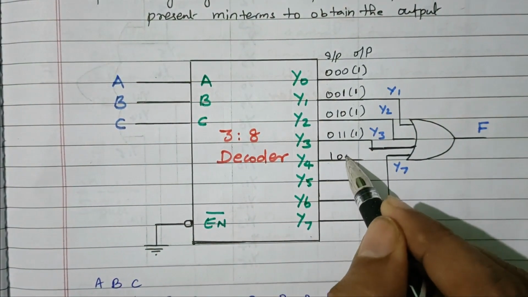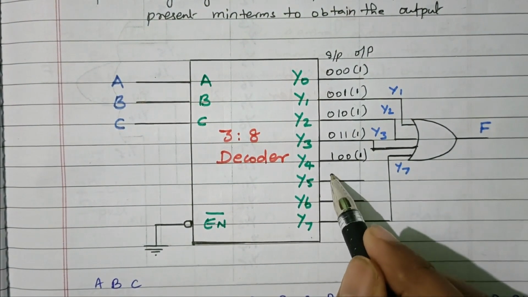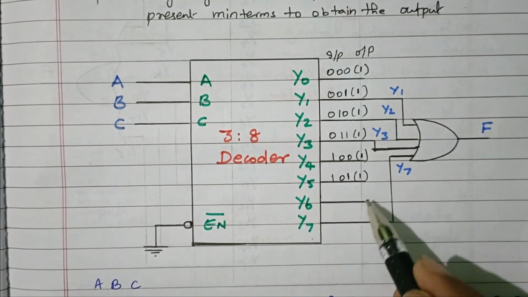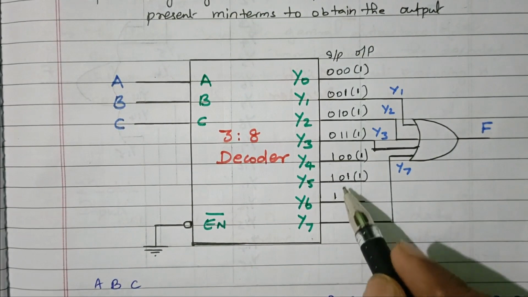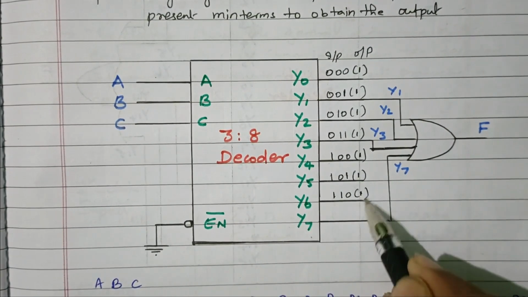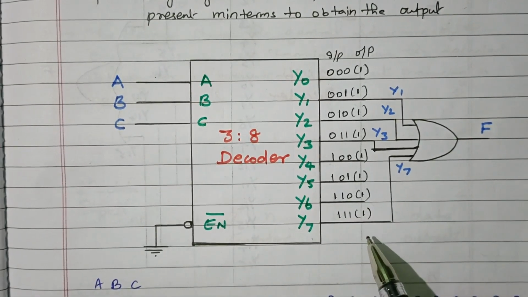Then 1, 0, 0 we'll get the 1 as a high output. Then 1, 0, 1, then 1 as a high output. Other digits are 0. Then 1, 1, 0. We'll get 1 as a high output. Finally 1, 1, 1 means we'll get the high output, right?